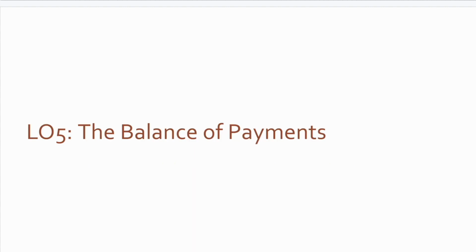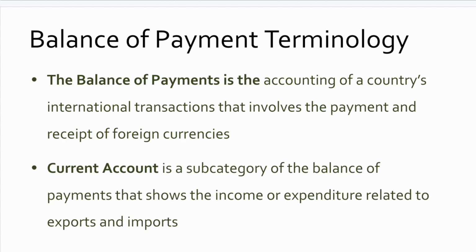Finally, we'll look at Learning Objective 5, which looks at the balance of payments. What we're gunning for here is to get an understanding of what exactly the balance of payments is. Well, the balance of payments is an accounting of a country's international transactions that involves the payment and receipt of foreign currencies. Within that, we have a number of subcategories. First of all, we have the current account, which is a subcategory of the balance of payments that shows the income and expenditures related to exports and imports in a given year.